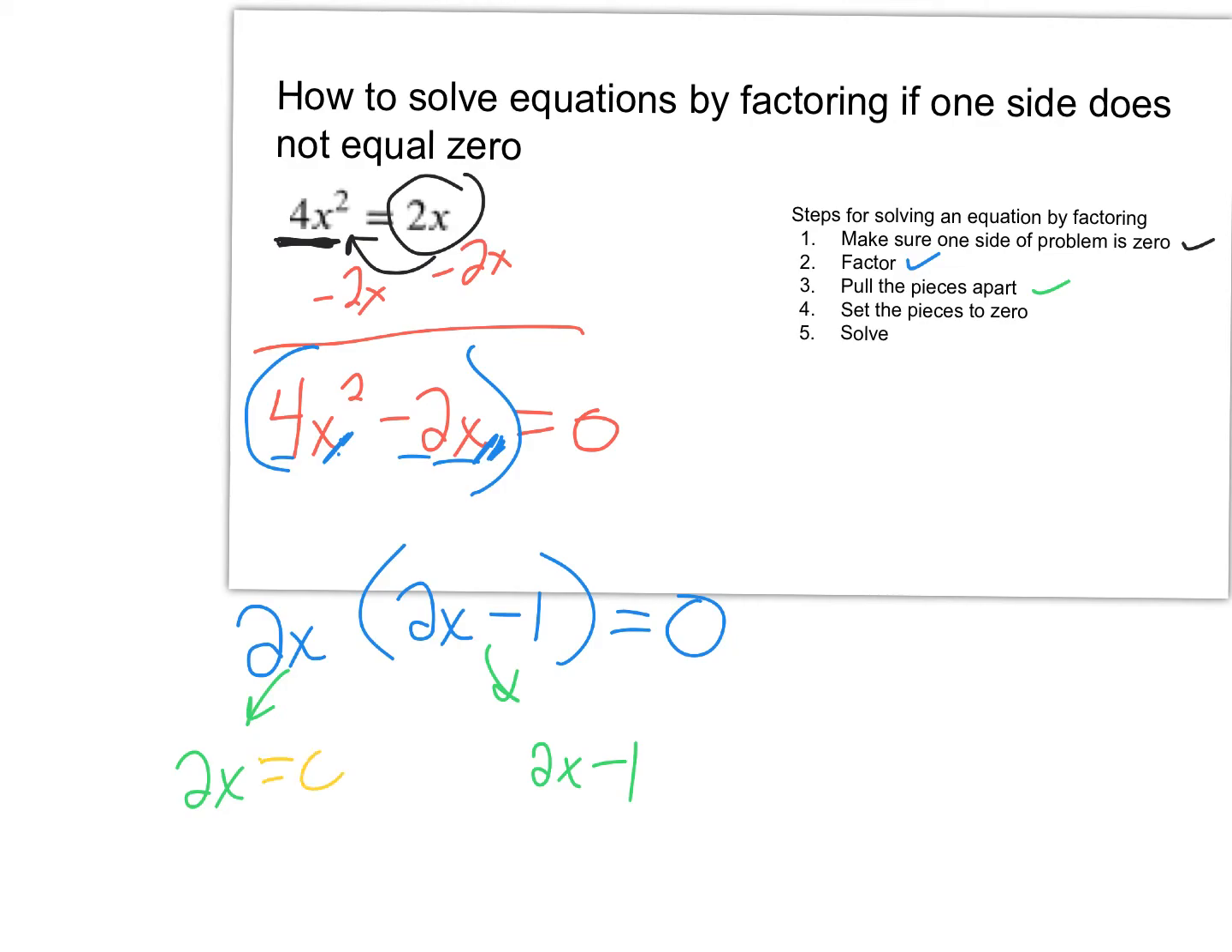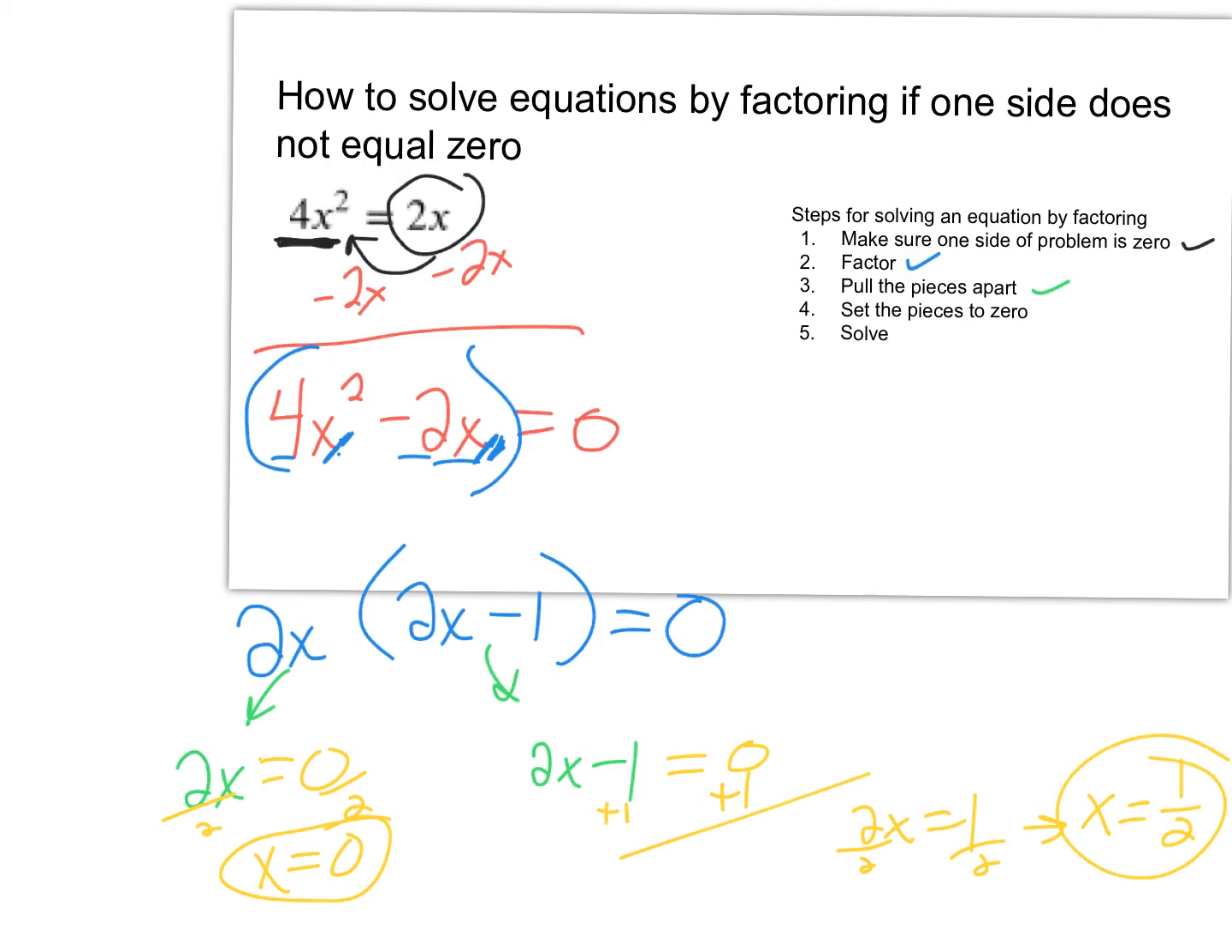Set the pieces to 0. And then we solve the equation. So divide by 2. Now 0 divided by 2 is 0. Here, add 1. 2x is equal to 1. And divide by 2. So x is 1/2.